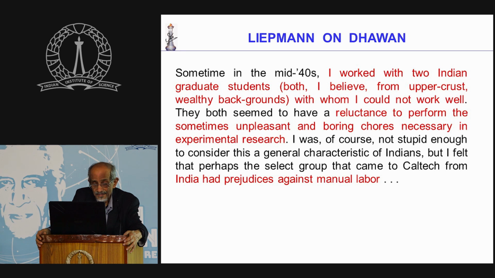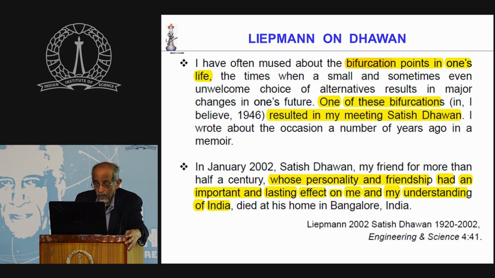And I was, of course, not stupid enough to consider this a general characteristic of Indians, but I felt that perhaps the select group that came to Caltech from India had prejudices against manual labor. That was a widespread feeling there on the campus at that time. But what they found, however, was that Dhawan was not like that at all. So he says this was a bifurcation point in his life. And one of these bifurcations resulted in my meeting Satish Dhawan.